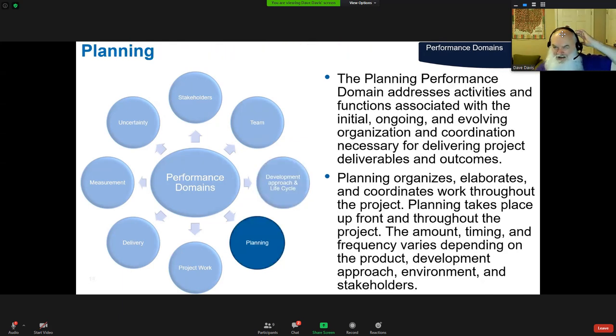Planning. And I don't know if I really need to even speak about planning too much, because I see most of the people here. I know a lot of you, and you've already been project managers for many years, so you understand where planning comes in.